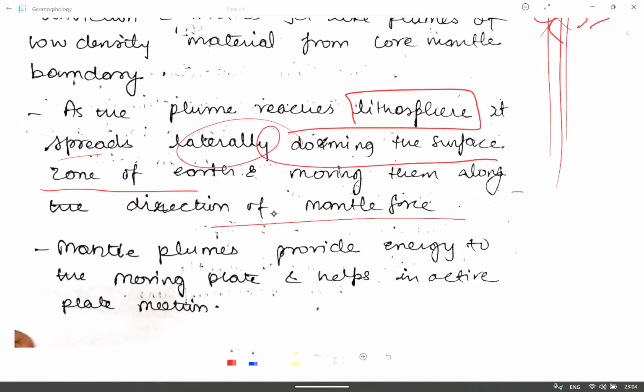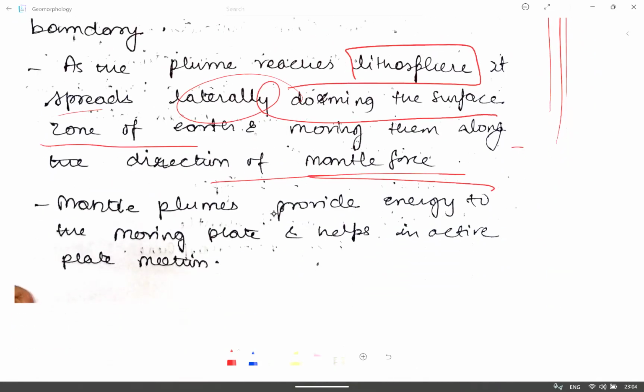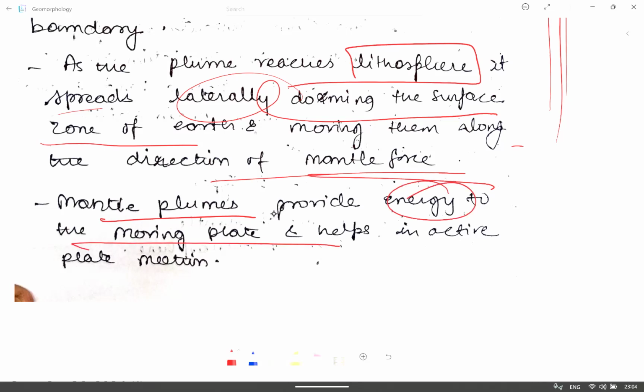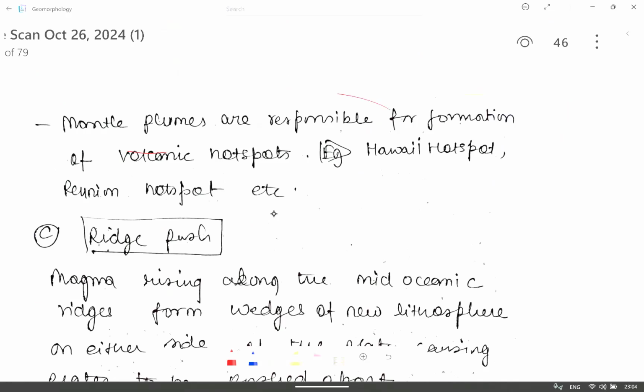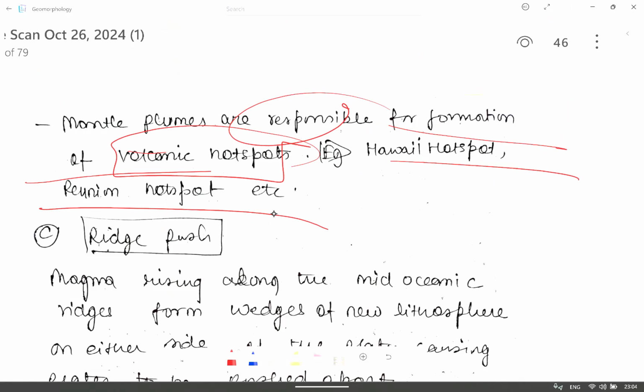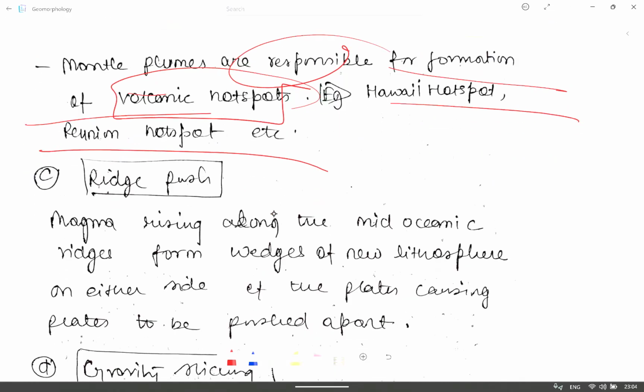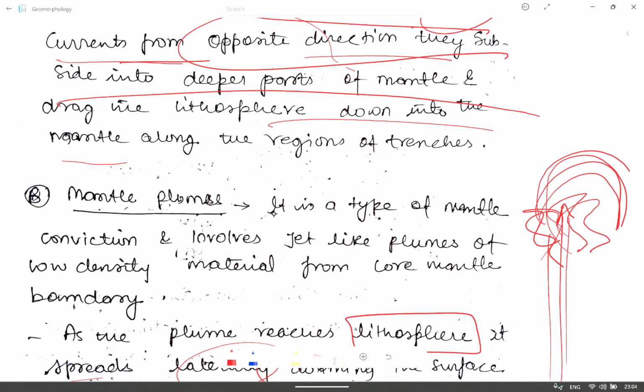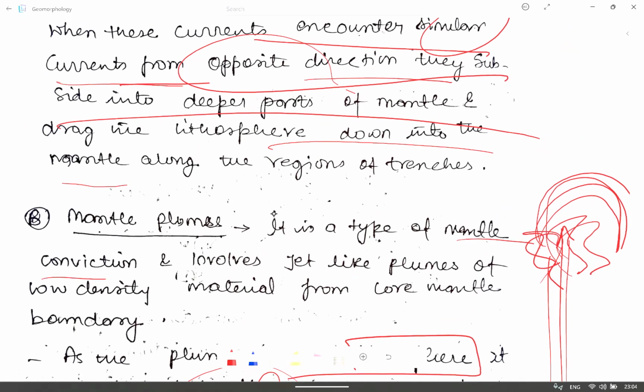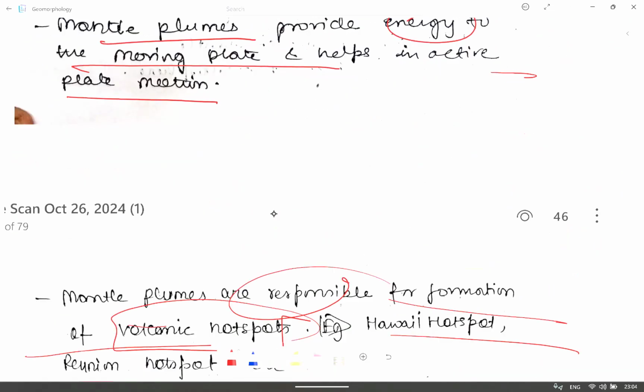So ये dome फॉर्म का structure करेगा. Moving them along the direction of the mantle force. Mantle plumes provide करता है energy to the moving plate and help करता है in active plate motion. Mantle plumes they are responsible for formation of volcanic hotspots जैसे कि Hawaii hotspot या फिर Reunion hotspot. So mantle plume is another reason. It's a mantle convection which involves jet-like plumes of low density.